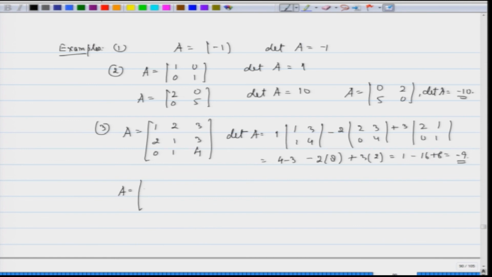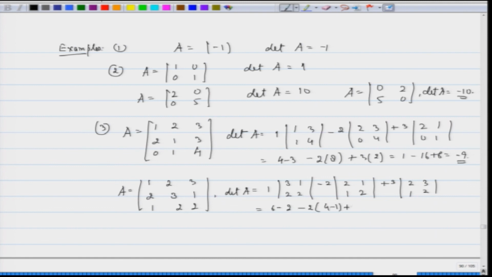A is [1 2 3; 2 3 1; 1 2 2]. Then determinant of A is 1 times (3·2 − 1·2) minus 2 times (2·2 − 1·1) plus 3 times (2·2 − 3·1), which is the same as 6 minus 2 minus 2 times 4 minus 1 plus 3 times 4 minus 3, which is 4 minus 6 plus 3, which is 1. So, this is indeed correct. I do not know whether the earlier one is correct or not, please find it out yourself. Is that okay? So, this is the way we compute determinant.